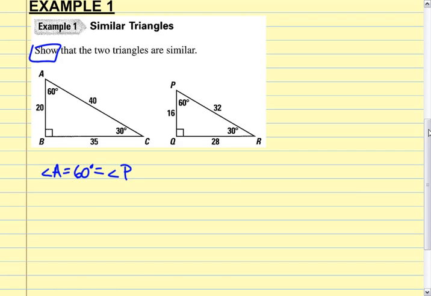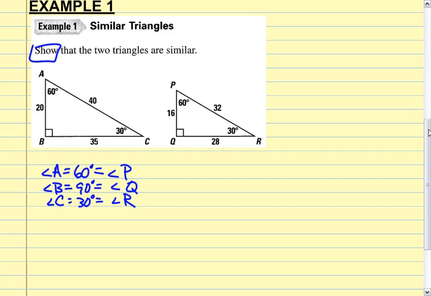Angle B, what's the measure of angle B? 90 degrees. That little box means it's a right angle and it measures 90 degrees. And what does it go with in the other triangle? Angle Q. Angles and sides are different, so make sure that you note that. Angle C is equal to 30 degrees, and it's also equal to angle R in the other one. So, are all the angles equal to one in the other triangle? So far we're good. The angles are all equal to each other.